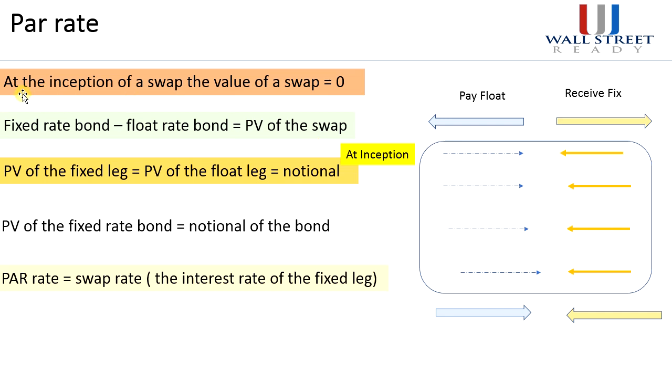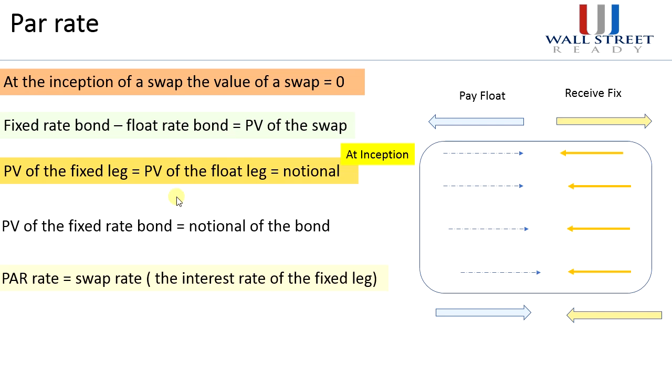So remember, at the inception of the swap, the value of a swap equals 0. In other words, as with most derivatives, the time you enter into the transaction, the value of that derivative equals 0. So if at inception the value of the swap is 0, remember, we can value a swap as the difference between a fixed rate bond and a floating rate bond. Here I'm adding the fixed rate bond because we are receiving fixed cash flows, and I'm deducting the floating rate bond because we are paying floating cash flows.